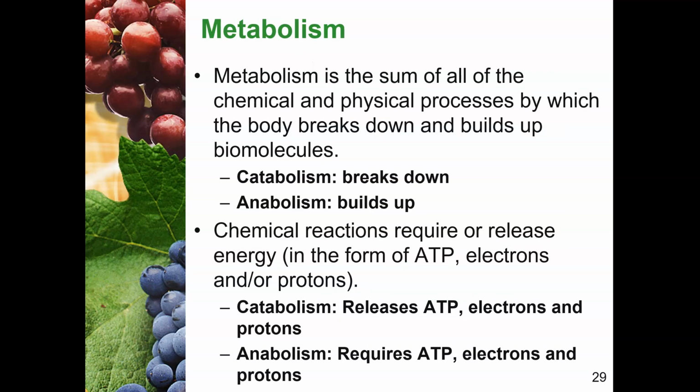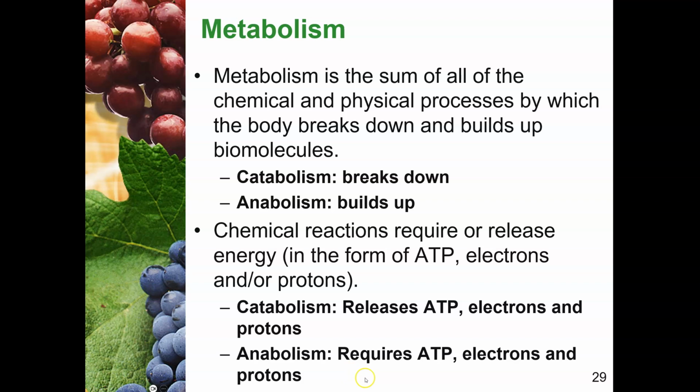So I wanted to remind you that metabolism is the sum of all of the chemical and physical processes by which the body breaks down and builds biomolecules. Catabolism is breaking down, which we have been talking about. Anabolism is building up. So the chemical reactions that require or release energy in the form of ATP, electrons, and protons are catabolic. And we talked about those. So now we want to talk about anabolic reactions. The catabolic processes released energy, and we captured some of that in ATP, electrons, and protons.